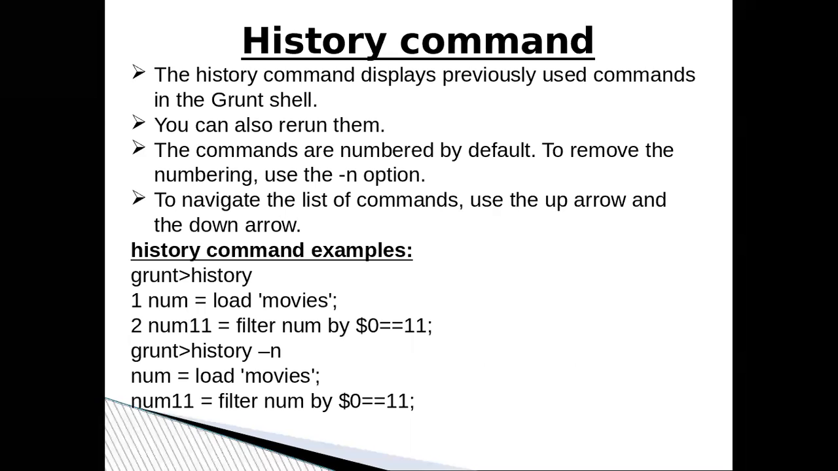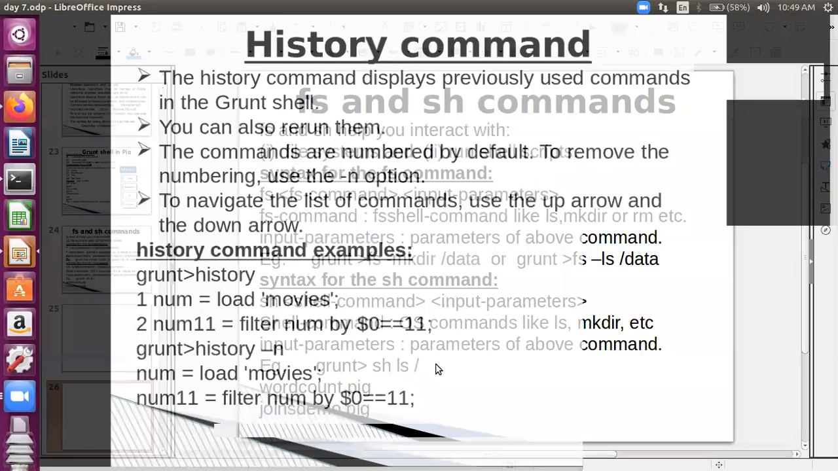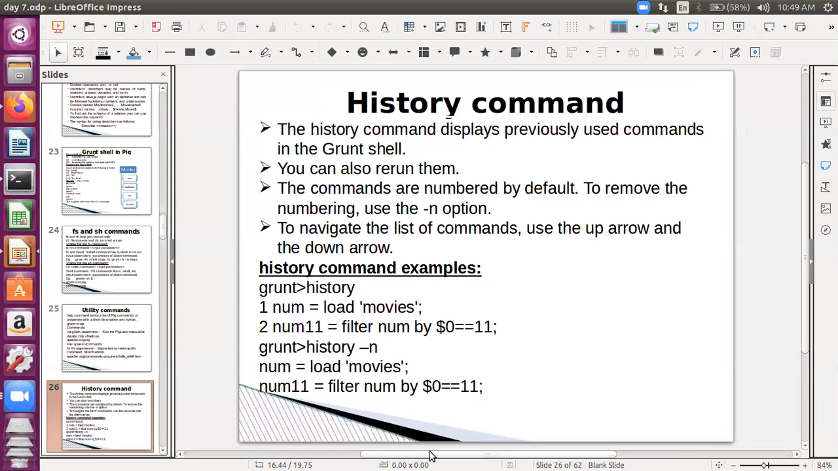In the history command, only the grunt shell commands are listed. So if you write something like fs and sh, those commands won't be listed in the history. Only the grunt shell commands are there. By default, history shows the commands along with line numbers. If you don't want to see the line numbers, you can use the history hyphen n option. Okay, that is regarding the history command.